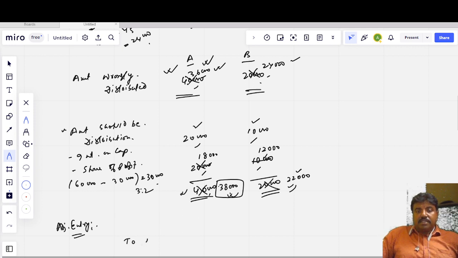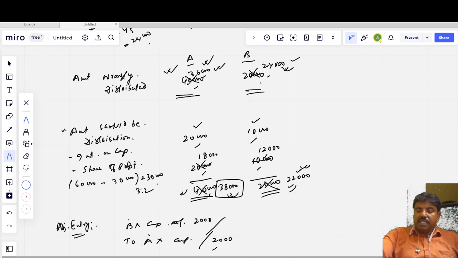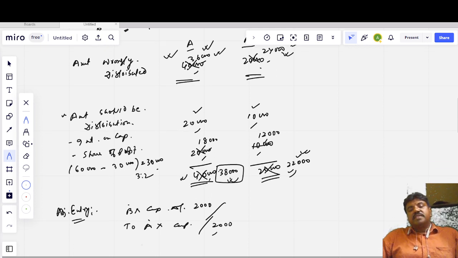So A to be credited to A's capital. A should be credited for 2,000. And look at B. B has actually taken 24,000, but B should take 22,000. So B has taken 2,000 more. His capital needs to be reduced, and to reduce the capital, we have to debit B's capital. So B's capital account, it's 2,000. So ultimately, the adjustment entry or rectification entry, whatever you say, that will be B's capital to A's capital.